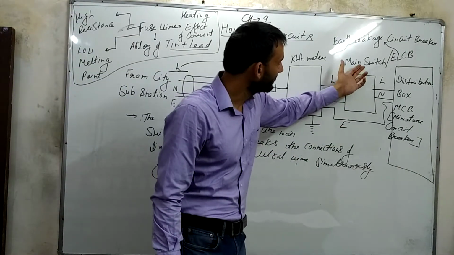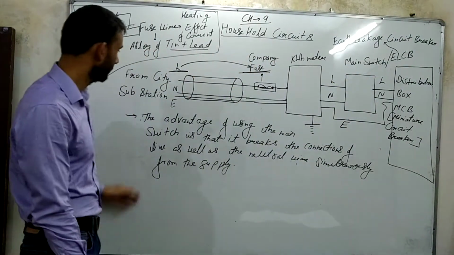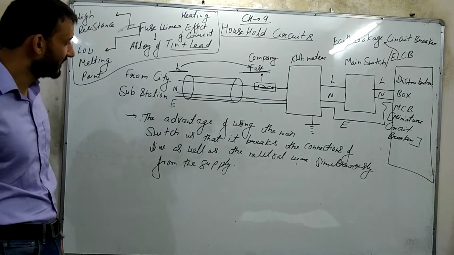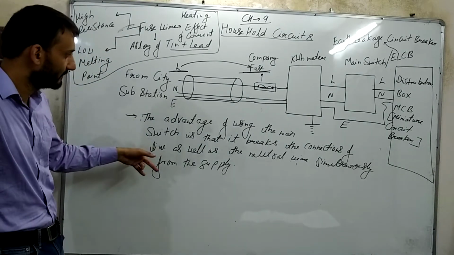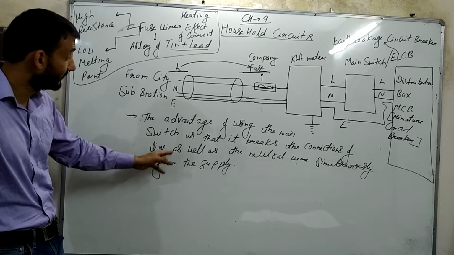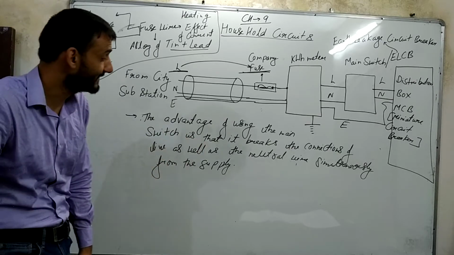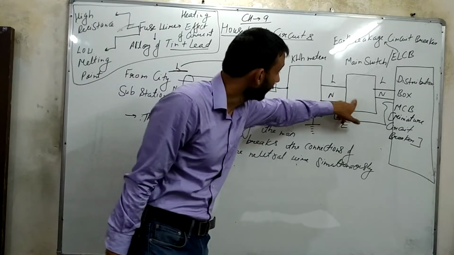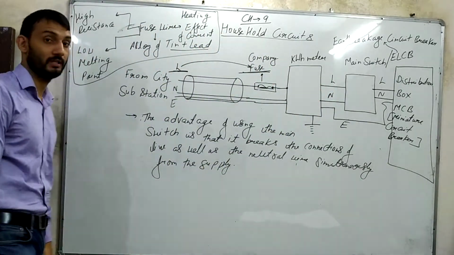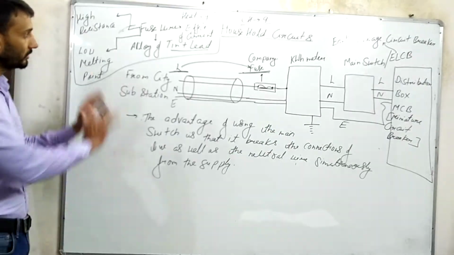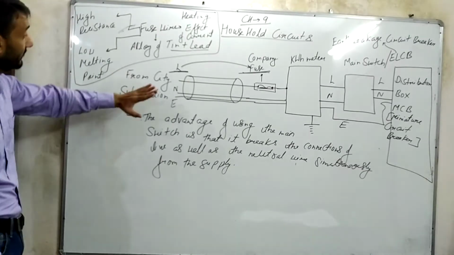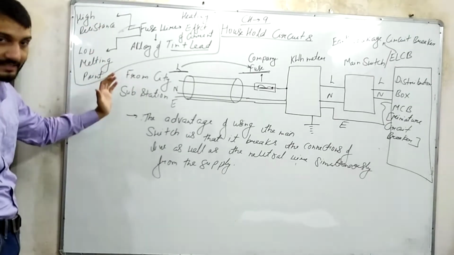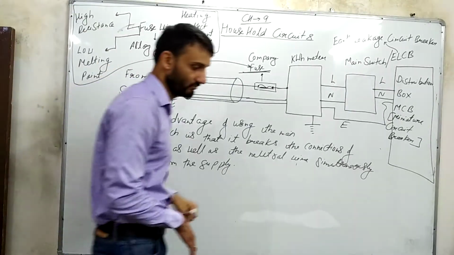You have in the syllabus the advantage of the main switch. The advantage of using the main switch is that it breaks the connections of the live as well as the neutral wire simultaneously, because it is connected to both live and neutral wire. Alright. So this is about your MCB, this is about your fuse, this is how the electricity comes, and this is about your main switch.